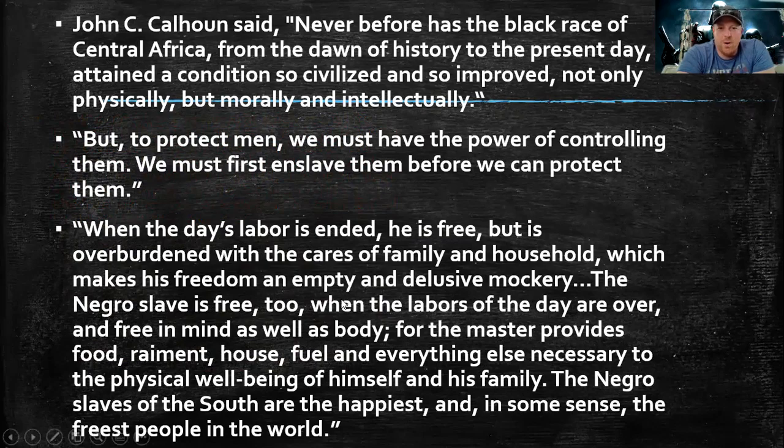Now, let's just go through them. The second quote: "But to protect men, we must have the power of controlling them. We must first enslave them before we can protect them." And again, this goes to that racism at the time, that God wants the white race to take care of the African American community because their race means that they're unable to do it. I mean, this is literally what was thought, and even by people who were against slavery. So they might not have liked slavery, doesn't mean they weren't racist, okay? This quote is crazy to me.